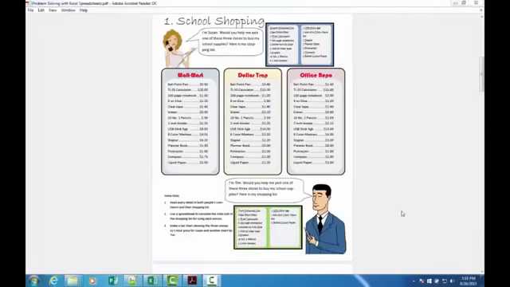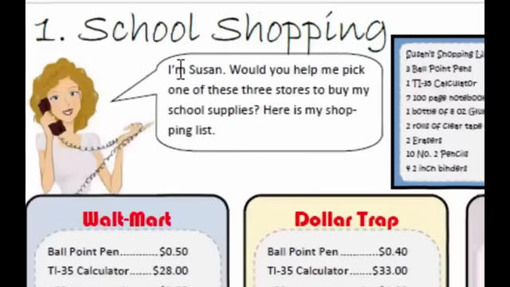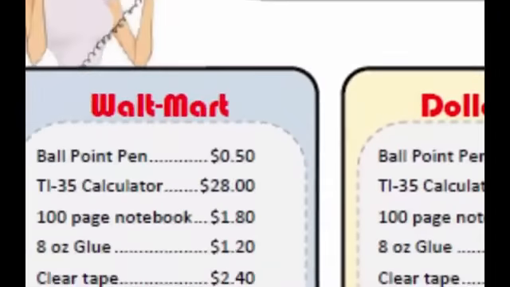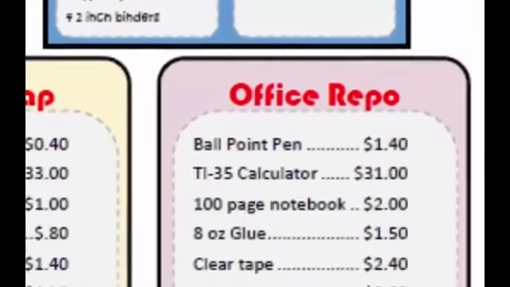In this first Excel problem, we're going to go on a shopping trip. And so we have a shopping list. Susan says, "I'm Susan. Would you help me pick one of these 3 stores to buy my school supplies? Here's my shopping list." To the right of the shopping list, you can see all the items that Susan would like to buy. Her choices are Walmart, Dollar Trap, and Office Depot.